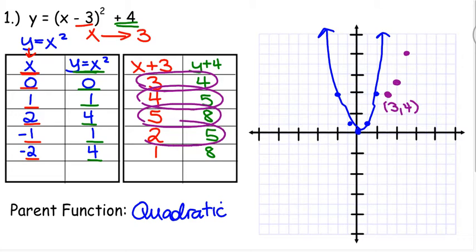Then over 2, up 5. And then over 1, up 8. There is our new function in the purple that is translated horizontally right 3 and up 4.